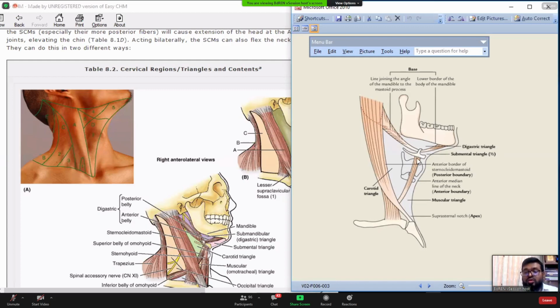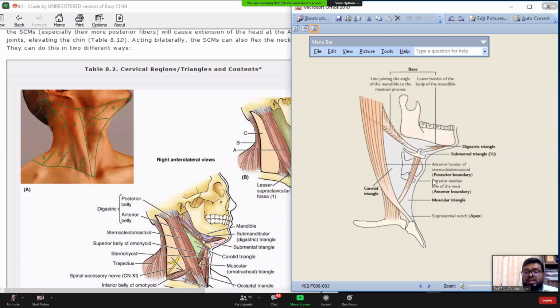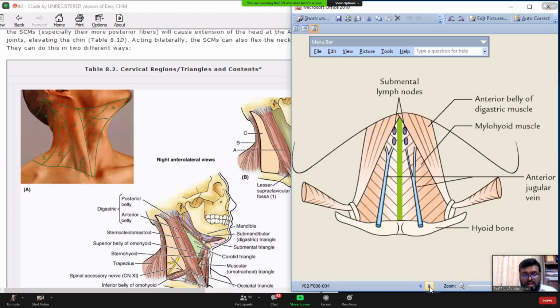And this one is the omohyoid muscle, the superior belly and inferior belly of the omohyoid muscle. These two muscles actually divide the anterior triangle into four regions or four triangles. One by one, let us discuss that. This is the submental triangle, right? Submental. So mentum, submental. So where will this location be?